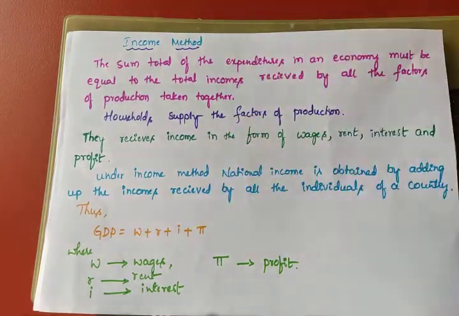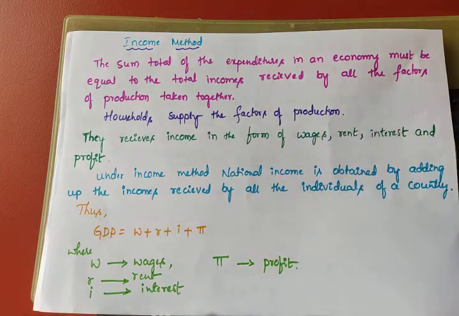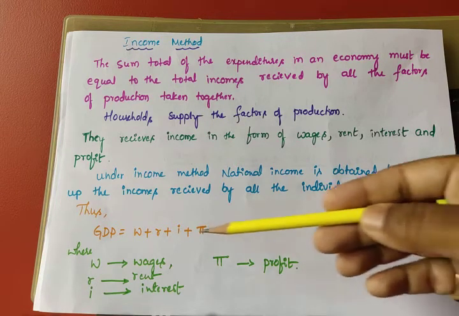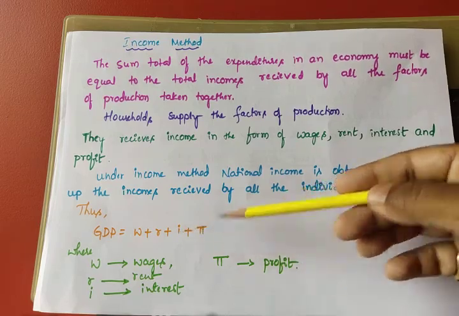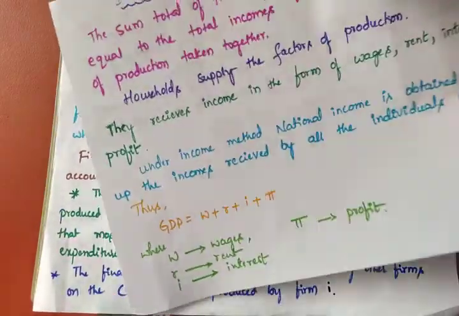Here W means wages. So when we are using labor, that time only we can get wages. R means rent. So when we are providing the service of land, that time we can get the rent, and when we are providing the capital service, that time we can get the interest, and when we are doing the organization, that time we can get the profit, that is pi.